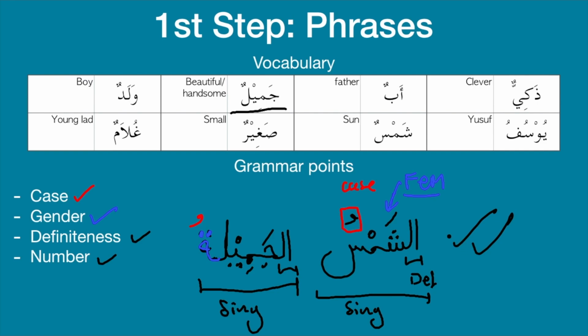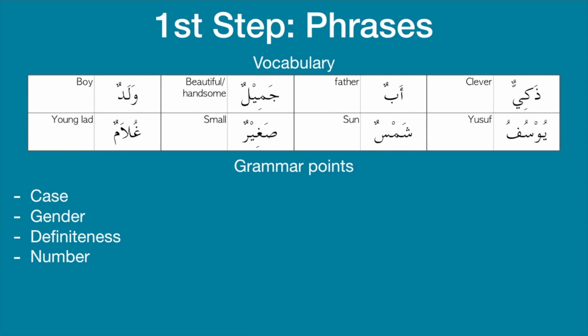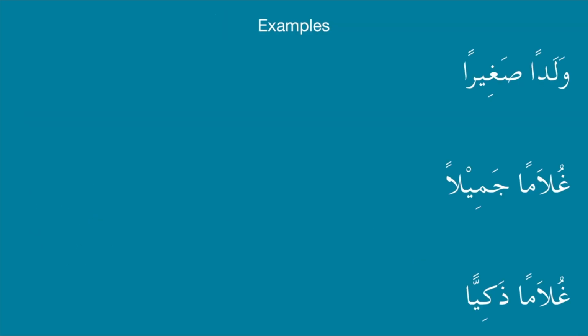So let's come on to the next page and let's have a look at some examples that I've taken directly from the text for us to just consolidate our knowledge a little bit. So we have some examples, okay? Waladan saghiran. So we learn that waladan is a boy, okay? A walad is a boy. Waladan, we're talking about a boy, and we're talking about it in this sort of fatha case. Saghiran. Do these agree in gender? Are they both masculine? They are, okay?